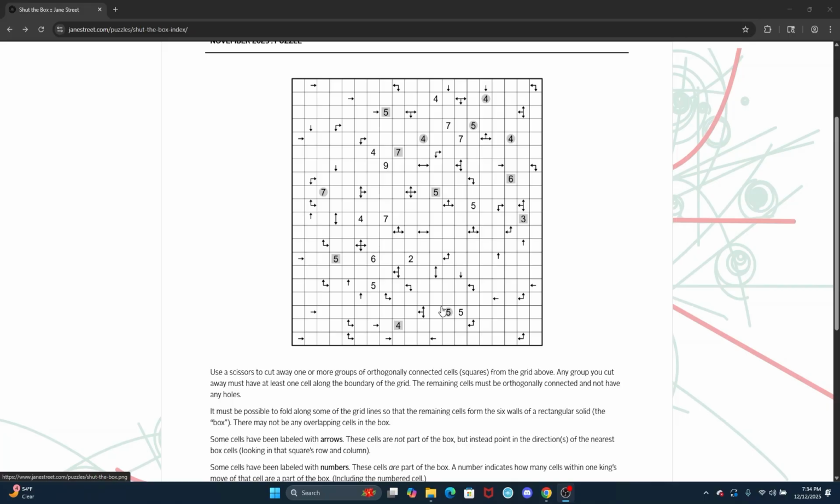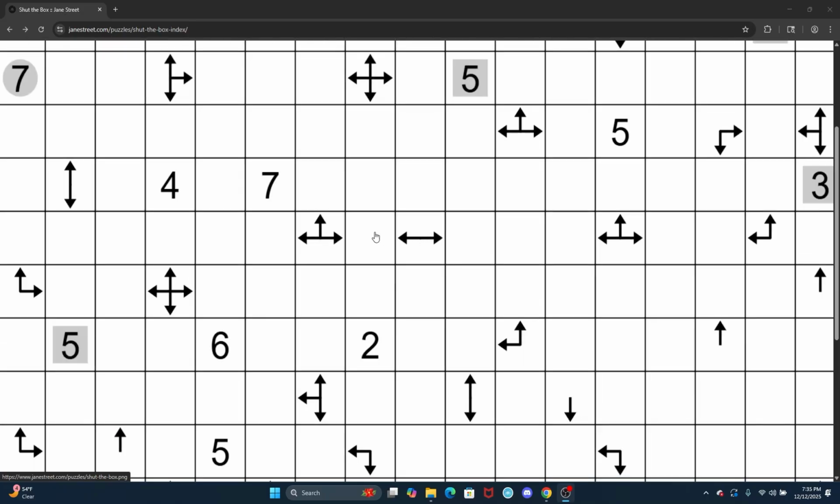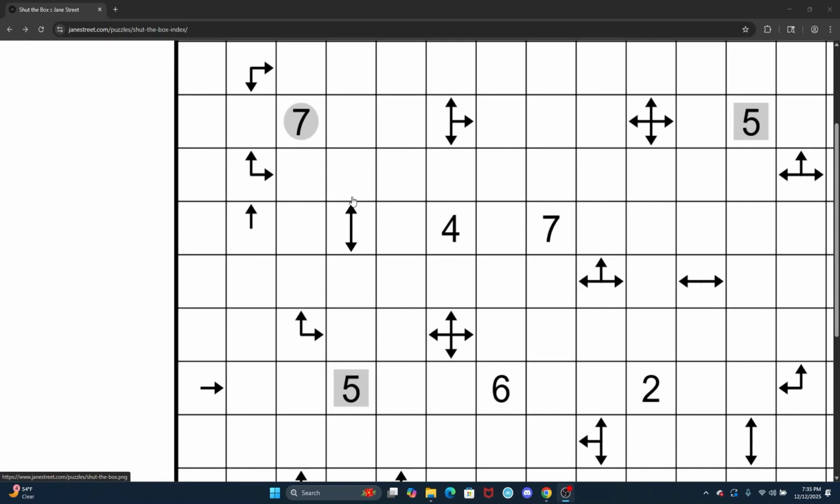The second clue as to how we want to create the net is based on these arrows. The cells with an arrow are not part of the net themselves, but they point in the direction or directions of the closest cells that are part of the net, within that cell's row and column. So for instance, let's do this cell that points upwards and downwards. Since it points in two directions, the closest cell that's part of the net has to be the same distance away from this cell, right?